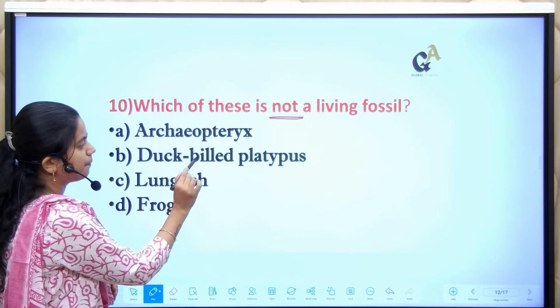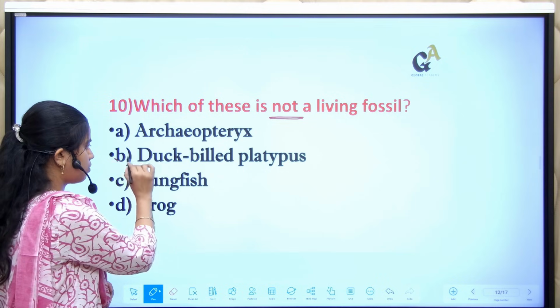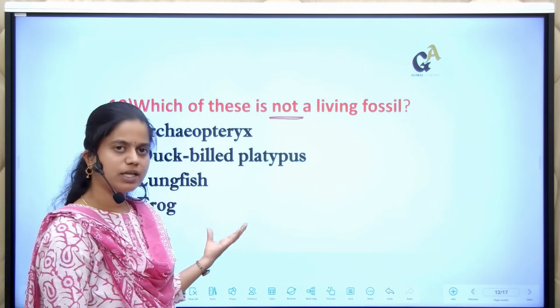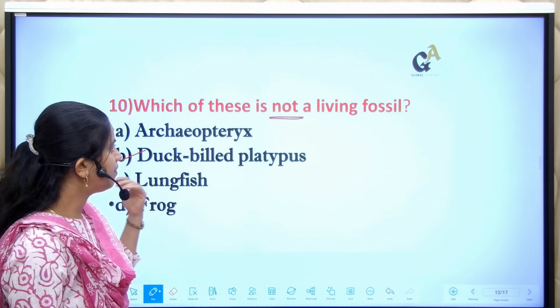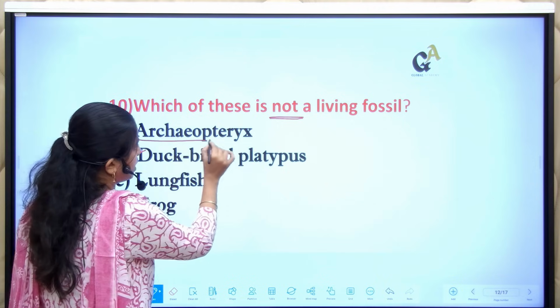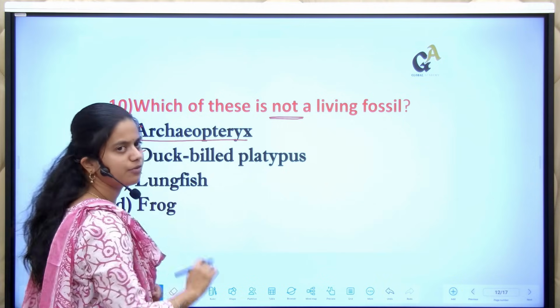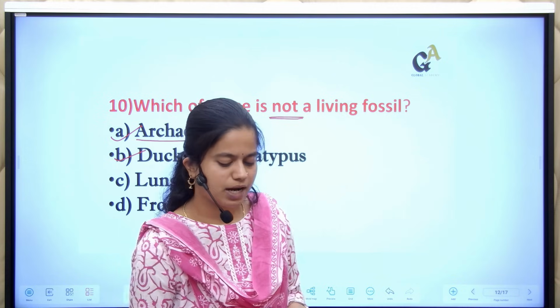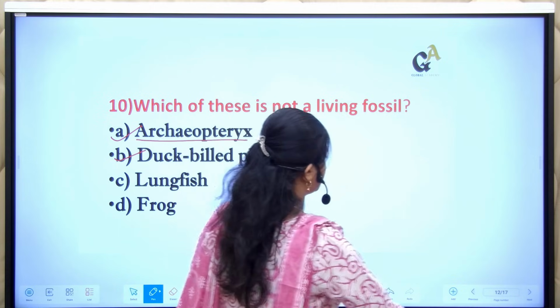Option B, duck-billed platypus, which you can observe now also. Lungfish, you can see here now. Frog, yes, all these three are living ones. At present, they are present. But Archaeopteryx is the only living fossil which is not present today. It is not found in today's conditions.